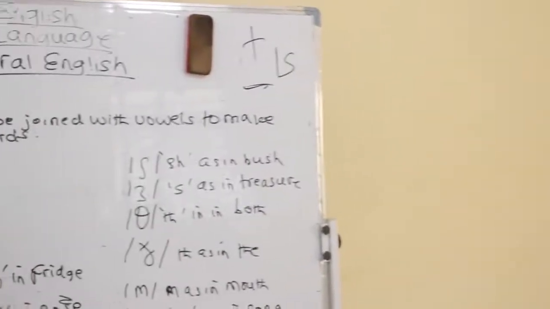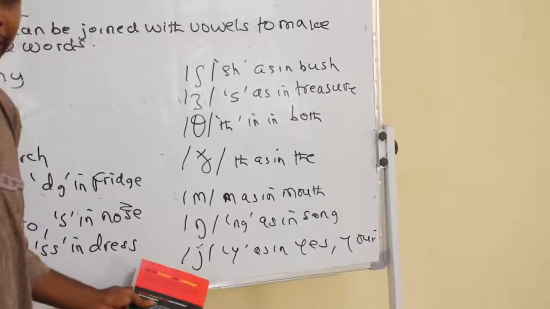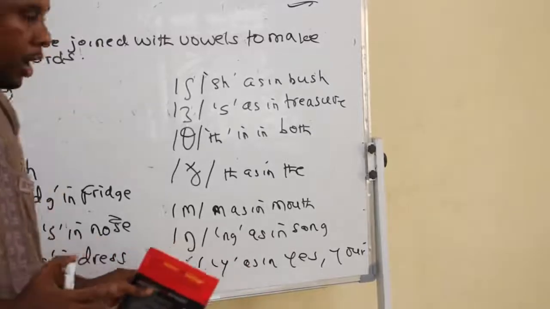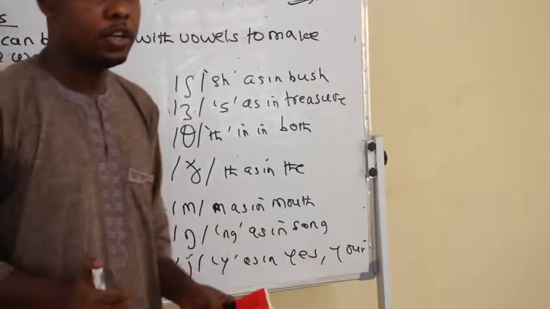Yeah. And you find it in words like what? Yes and yo. But it resembles a J, right? That's as an alphabet. But as a phonetic symbol, it is a yeah. And you find it in words like yes and yo.